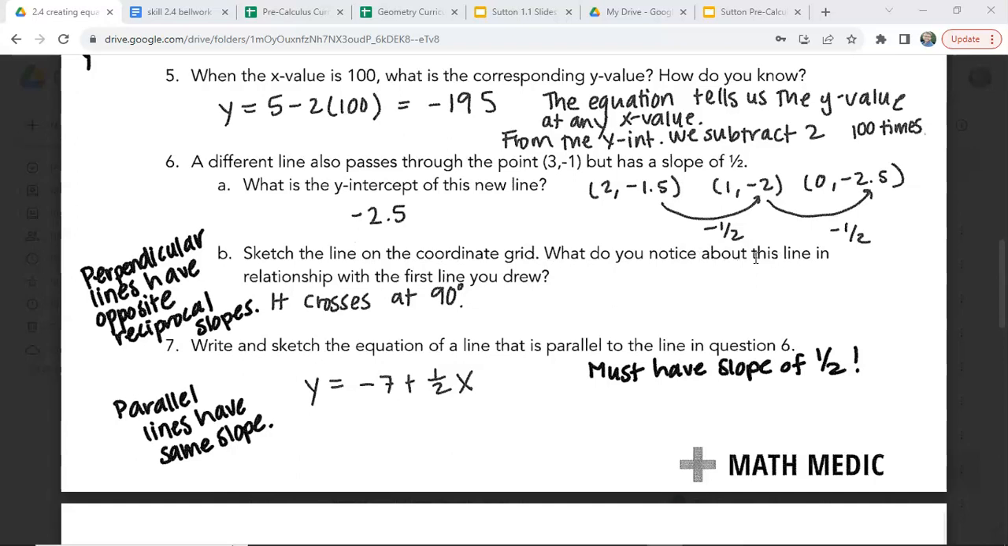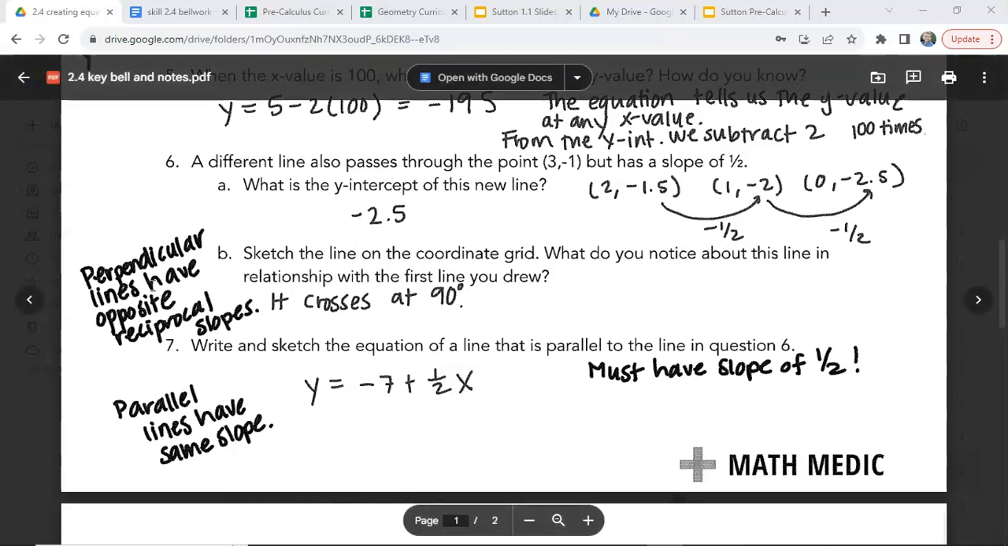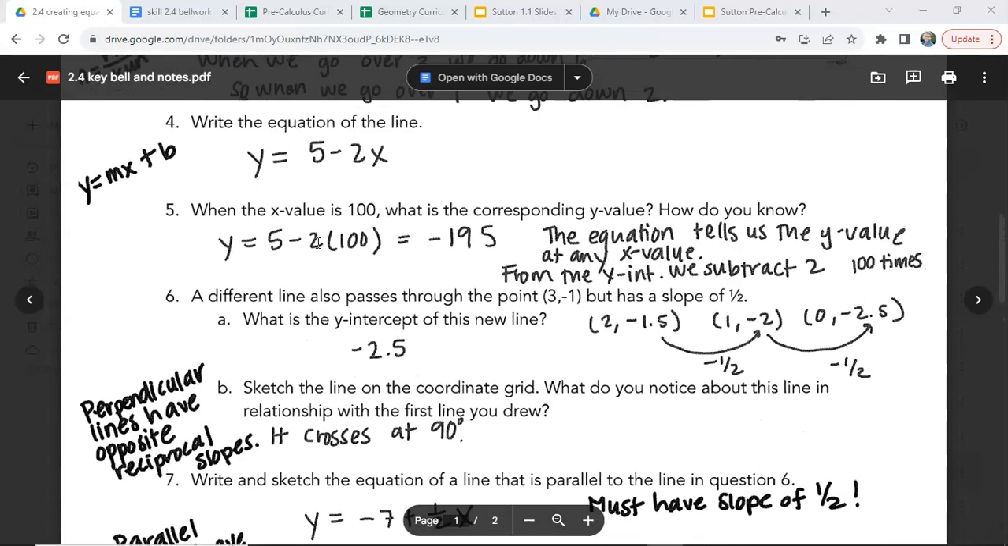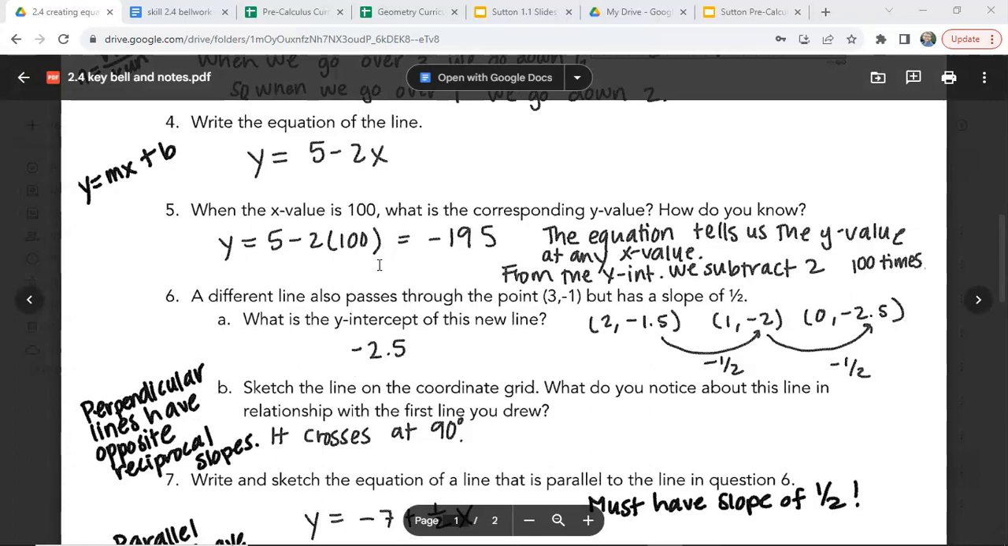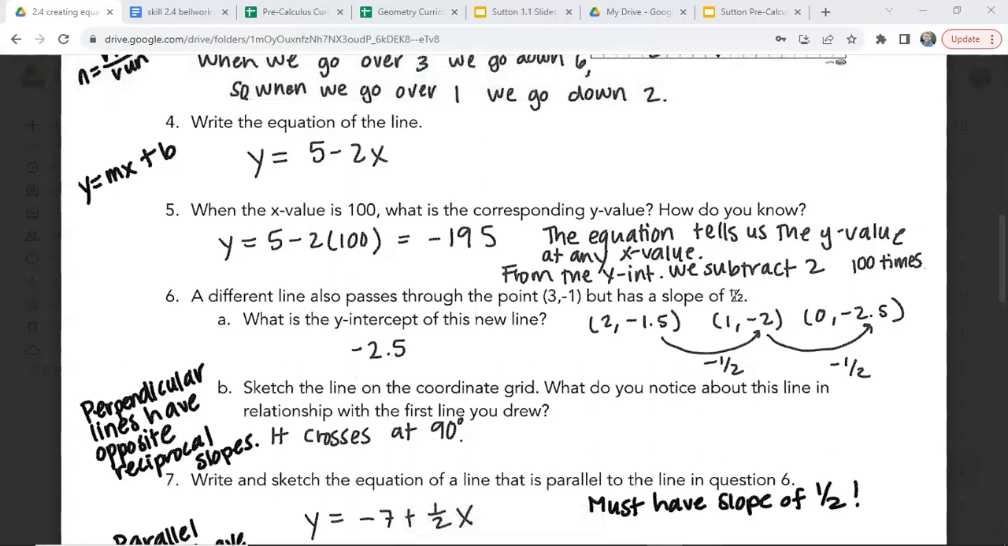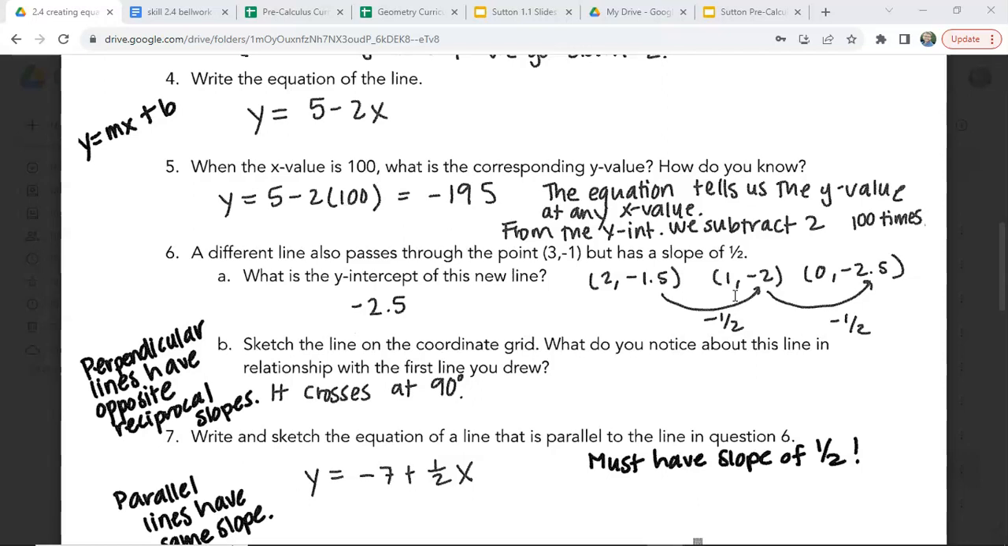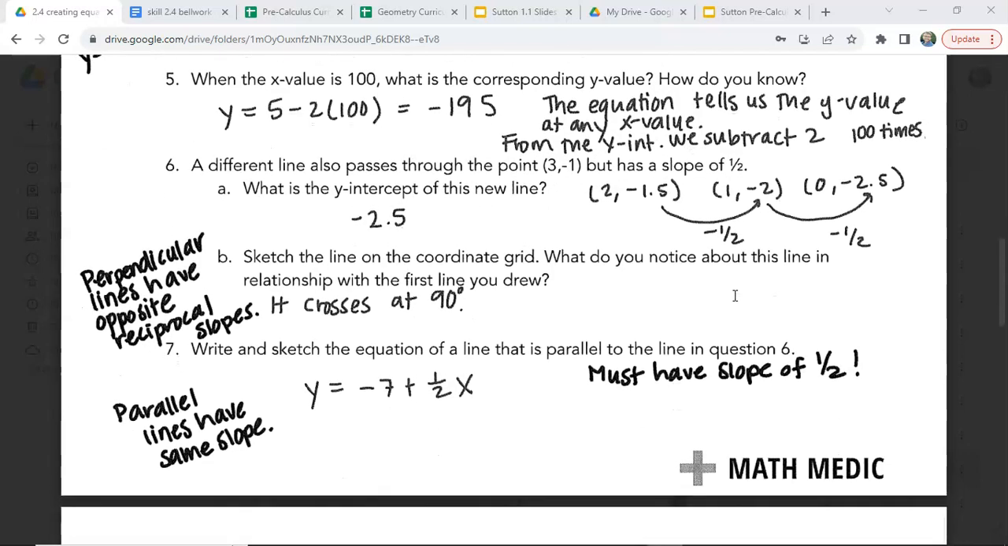What do you notice about this line in relationship with the first line you drew? You should notice that they cross at a 90-degree angle. And that is because perpendicular lines have opposite reciprocal slopes. So the slope of that first line we drew was -2, and the slope of the second line we drew is 1/2. So they are reciprocals, meaning the fraction is flipped. This is -2 over 1, so this becomes 1 over 2. And then they're opposite, meaning opposite sign. So this is negative and this is positive. So you want to change the sign and flip the fraction, and that will give you a perpendicular slope.